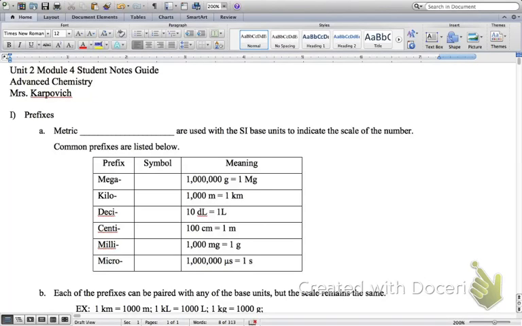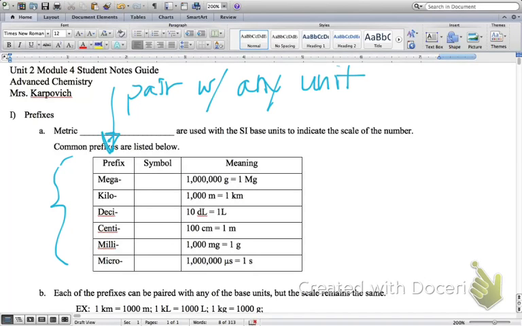The first thing that I wanted to talk to you about was this table that was here in the beginning of the notes. I wanted to let you know about these prefixes. We can pair any one of these prefixes with any one of our units of measurement. So for example, I can put the prefix mega with the unit gram, or I can put it with the liter, or I can put it with the meter. Any one of these prefixes that you see right here in this table can be paired with any unit of measurement. So I'm just going to write that. Pair with any unit of measurement.